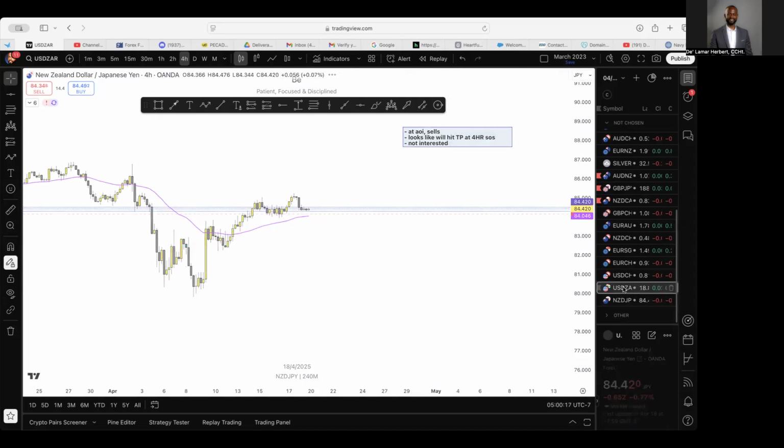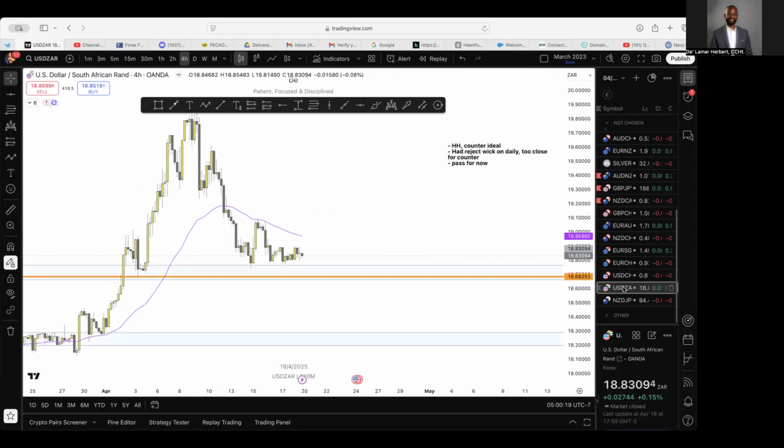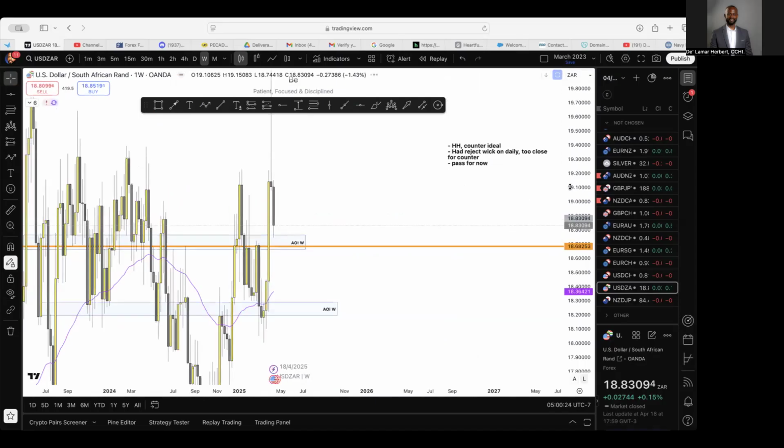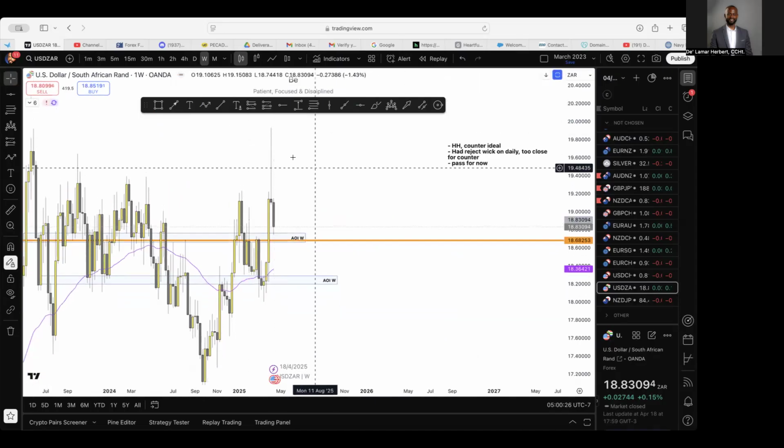and the market structure is a little messy. Okay, USDZAR, it would be a counter idea, but we had that wick rejection on the weekly, so it's too close for a counter. And look at that wick, oh my goodness, you can't go against that. So just avoid it for now. Pass.